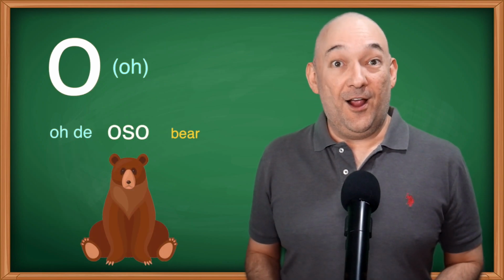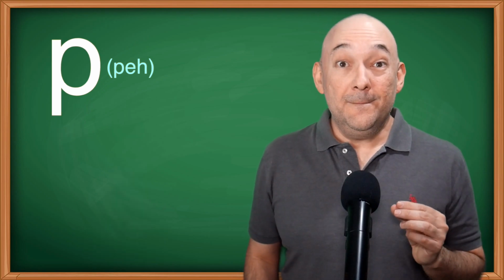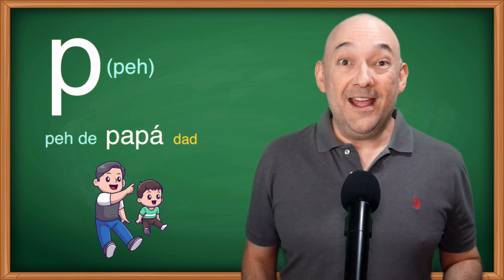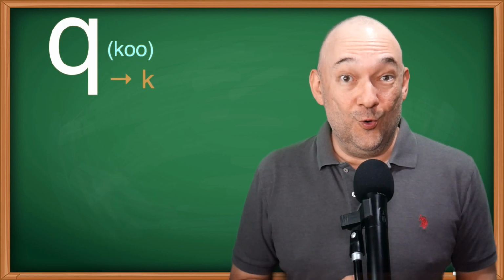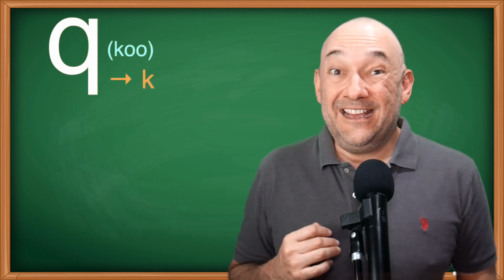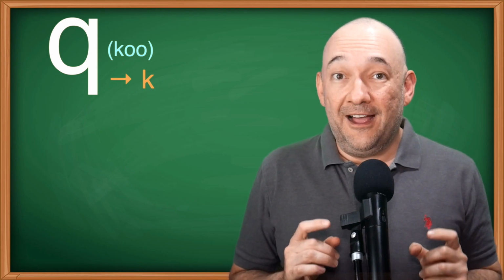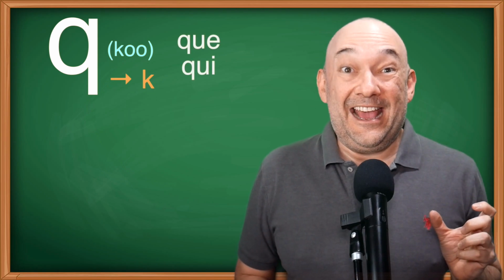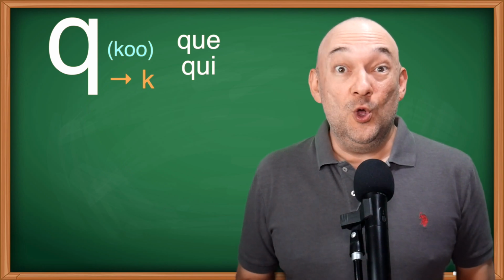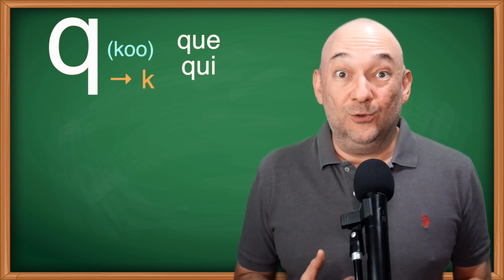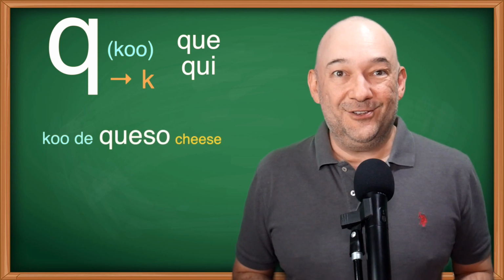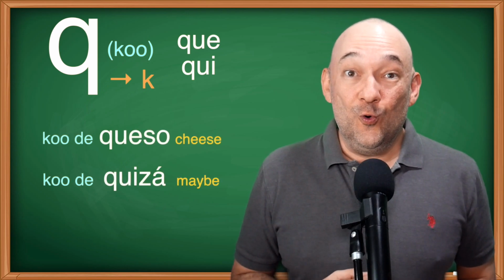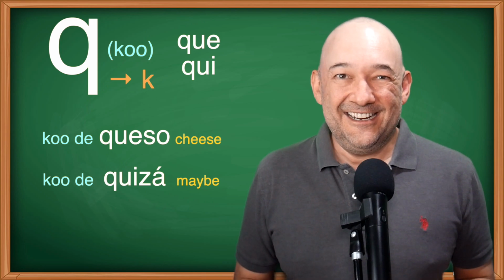O de oso. P de papá. Q. The Q makes the sound of the K in English, and you only find it in the combinations que, qui. The vowel U doesn't make any sound in this combination. Q de queso. Q de quizá.